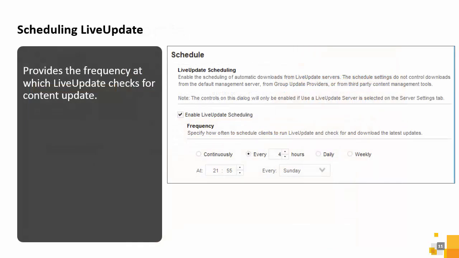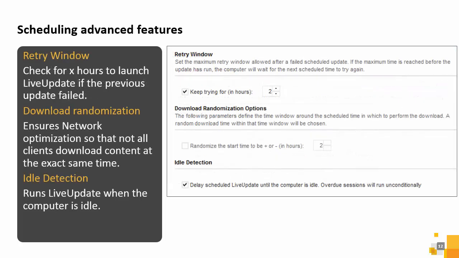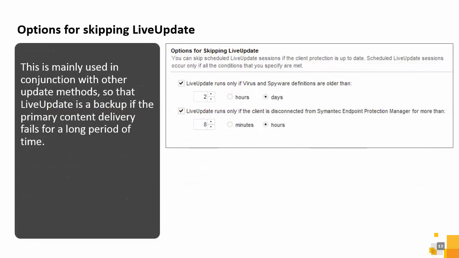Live Update options include scheduling Live Update, which provides the frequency at which Live Update checks for updates. The advanced features enable you to configure the retry window, download randomization, and idle detection. The options for skipping Live Update enable you to use Live Update if the primary content delivery mechanism fails.